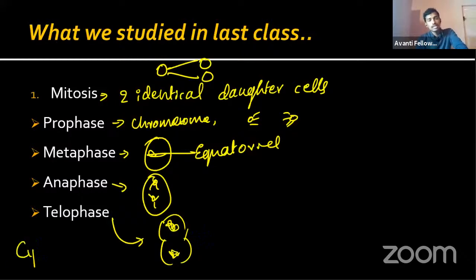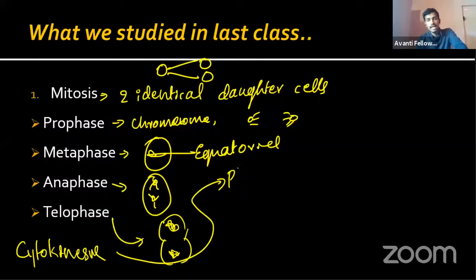Then the last one we learned about was cytokinesis. Actually, we saw two types of cytokinesis, right? One in plants and another in animals. Can anybody tell me what kind of cytokinesis happens in animals? Is it centripetal or centrifugal? In animals, cytokinesis is centripetal or centrifugal? Anybody? Exactly.